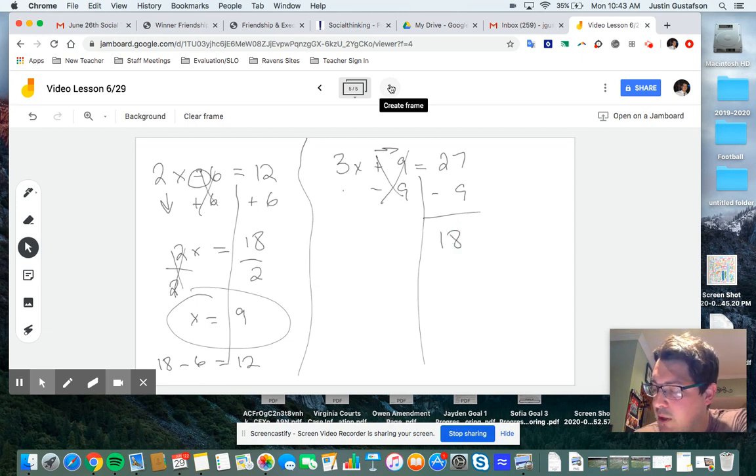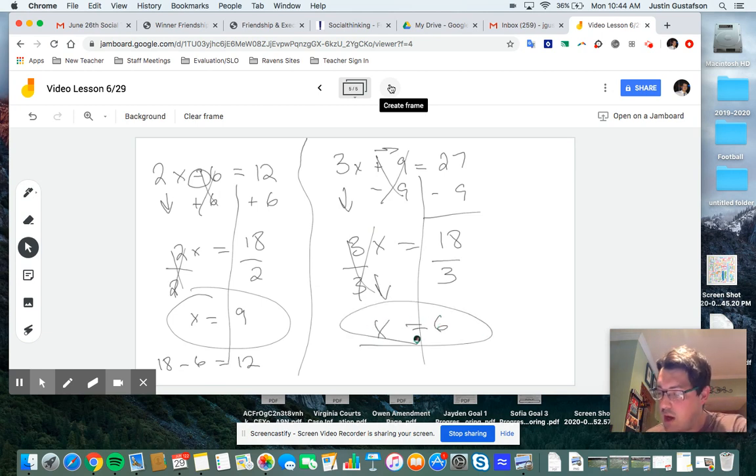I'm going to bring down my 3x. And I'm going to get my typical multiplication problem. So I'm going to divide because it's a multiplication problem. Those are going to cancel. My x is going to come down. 18 divided by 3 is 6. Let's see if I'm right. 3 times 6 is 18 plus 9 equals 27. I believe we're right because 18 plus 10 is 28 minus 1 is 27.